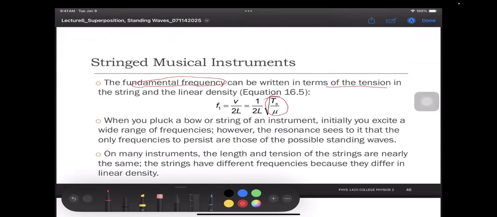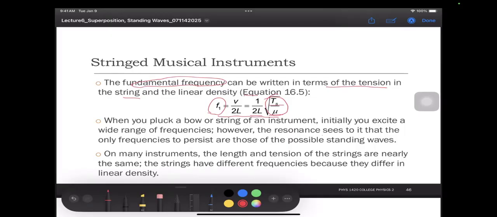So we have this equation for the string, and we can represent the fundamental frequency with the string length, the tension, and the linear density. When you pluck a string of an instrument, initially you excite a wide range of frequencies.